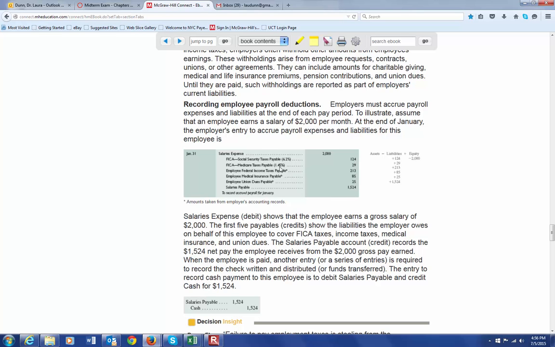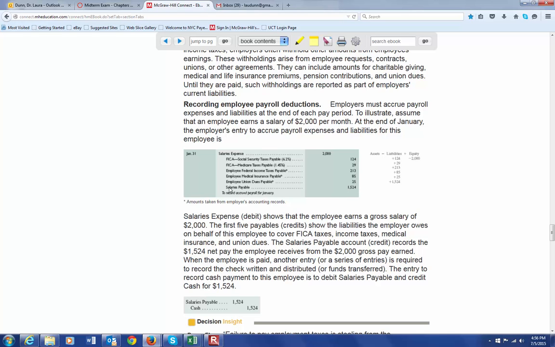Then 1.45% is taken out for Medicare. And then $213 is taken out for income tax. And in this case, there's two other deductions, one for medical insurance and one for union dues. Once all of those things are taken out of the $2,000, what's left is what the employee gets, $1,524.